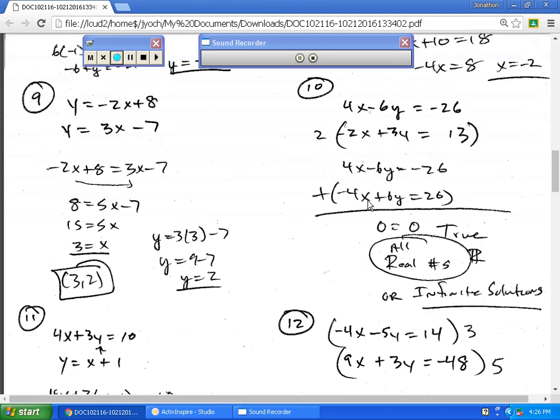On 9, if they're both equal to y, they're both equal to each other. So set negative 2x plus 8 equal to 3x minus 7. You're going to solve. You're going to get x is 3. Plug it in right here. Y is 2.